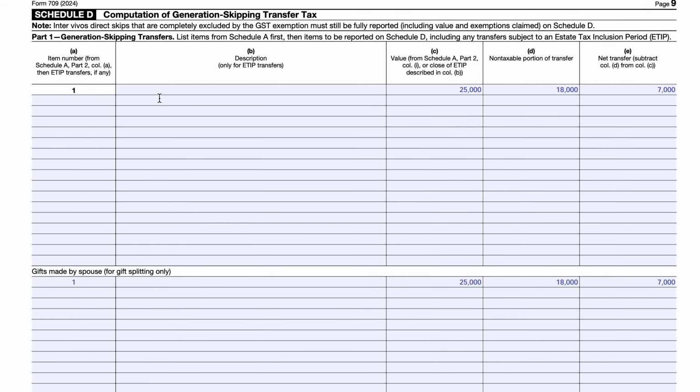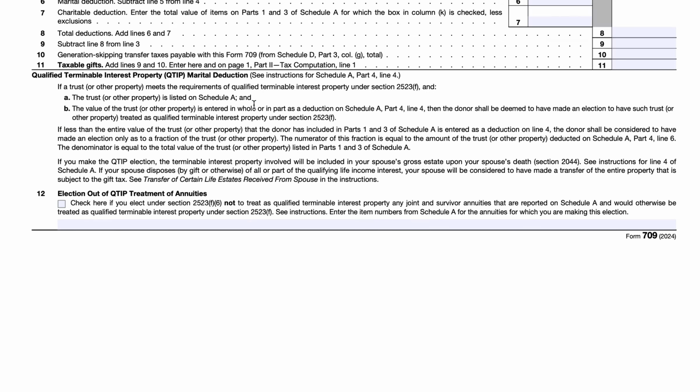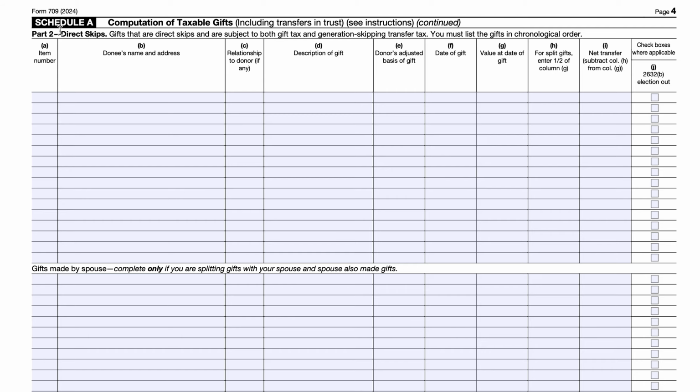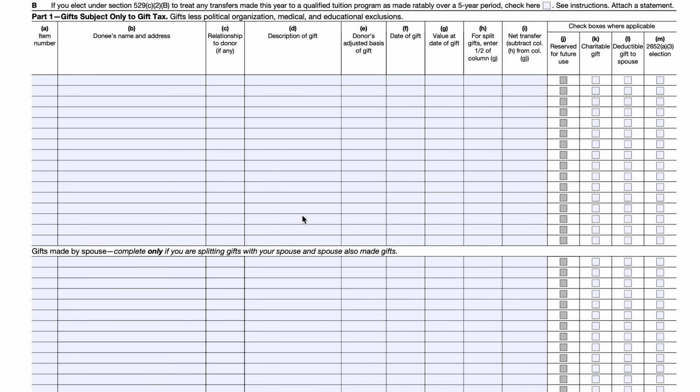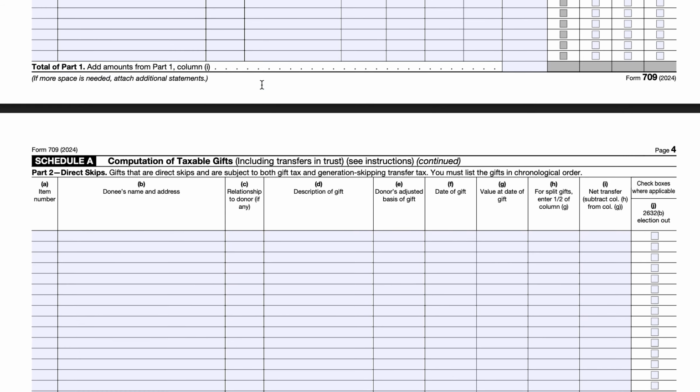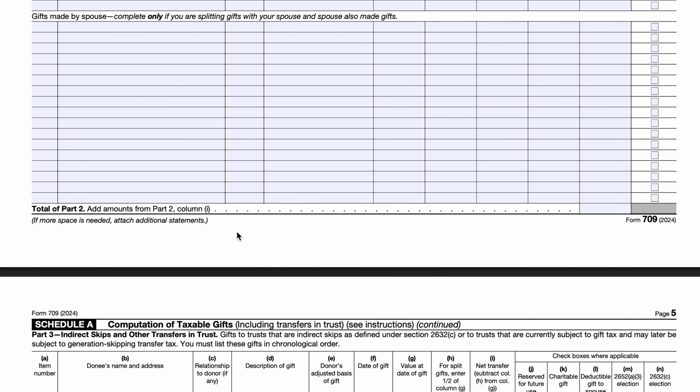part one. Now, for illustrative purposes, we're only going to enter one gift just to walk through this form. So, item from Schedule A, Part 2, Column A. You would go up to Schedule A. Direct skips is here. This would not be an item that you carry down. This is only subject to gift tax, but anything that's a direct skip could be entered here.